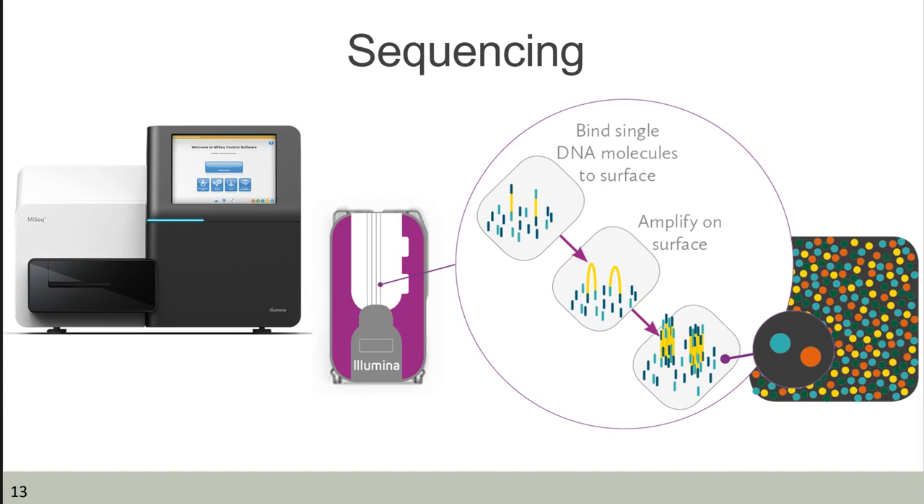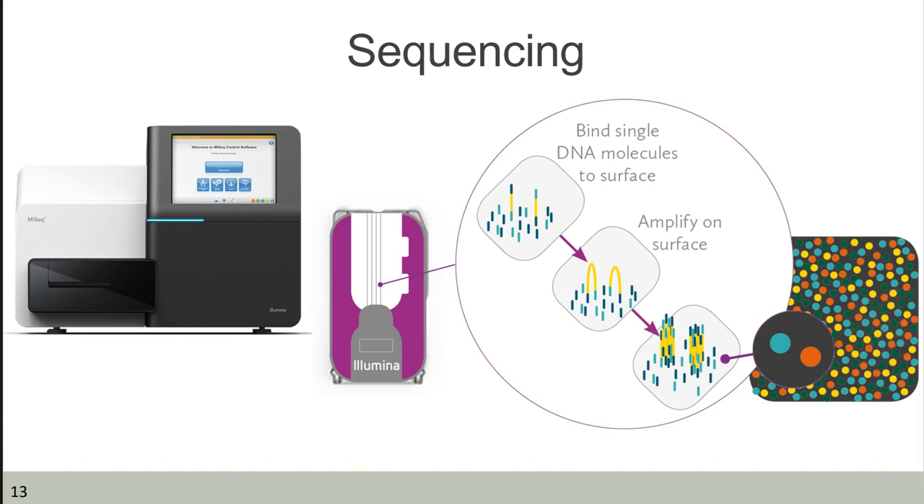A nucleotide gets added. That nucleotide has a different colored label. Maybe it's red or green or yellow or whatever, or blue here in this example. And then an image is taken. So you can imagine that this flow cell now has one nucleotide added at all of these different spots. And the image would look something like this, where there's spots where there was a yellow nucleotide added, other spots where there's a red, other spots where there's a blue or a green.